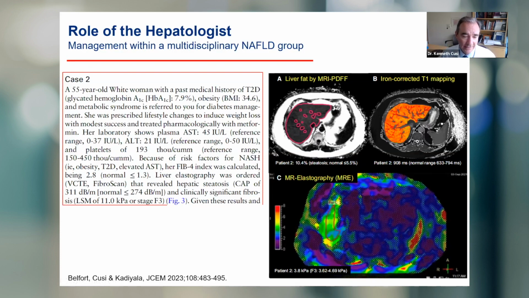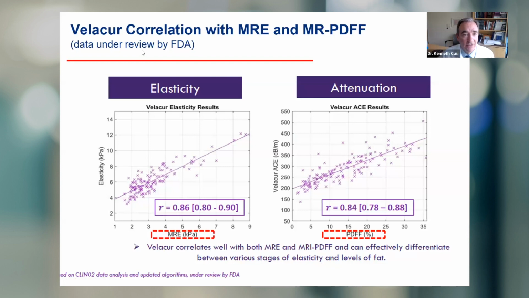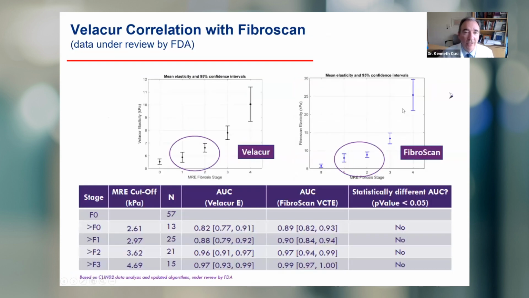Now, what is exciting is that I'm not going to talk about biomarkers, several in development. I want to mention the efforts that Velacur is doing and that are under FDA review, in which the elasticity results of Velacur correlate pretty well, 0.86, with MRE and also with MR-PDFF. So this is very exciting news, as it adds a layer of a test that many find very useful and very practical to do.